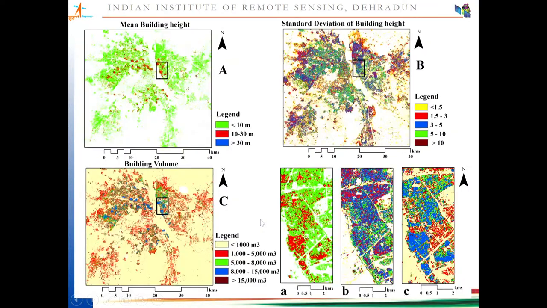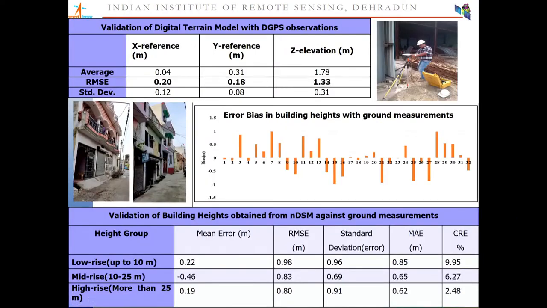Using the normalized digital surface model, mean building height and standard deviation of building height were calculated, and even the building volume. So these three parameters are calculated using characteristic equations like height, mean building height and deviation. That is very simple, but building volume requires the total wall area. So after calculating this total wall area, building volume was calculated.